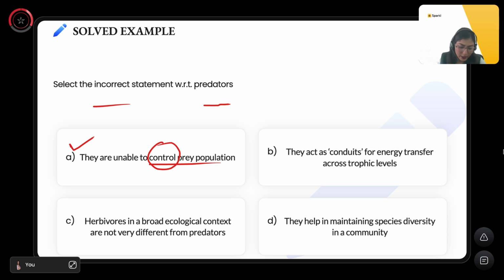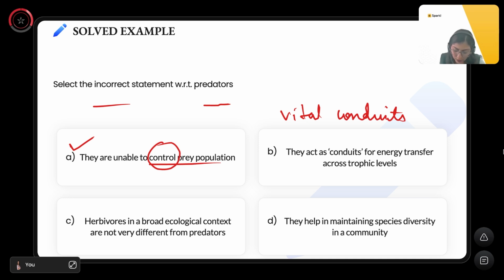Okay, let us look at the other options also. Option B says they are the conduit for energy transfer across trophic levels. So this is a correct statement because predators act as vital conduits of the transfer of energy. Why? Because the fixed solar energy has to be moved to the higher trophic levels, in which predators do play a very important role. Let us look at option C.